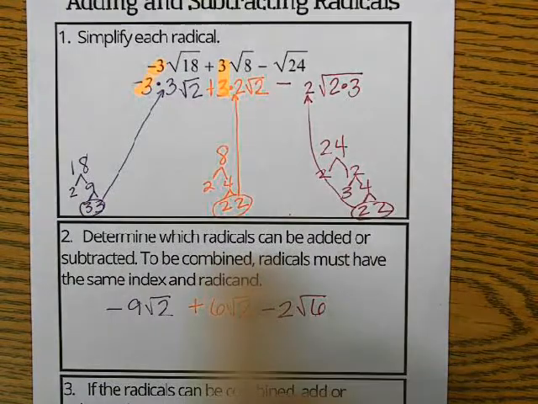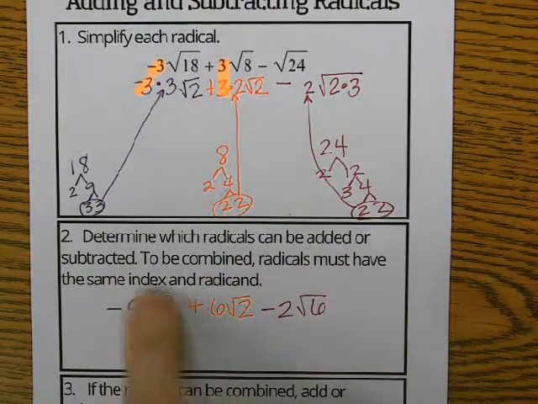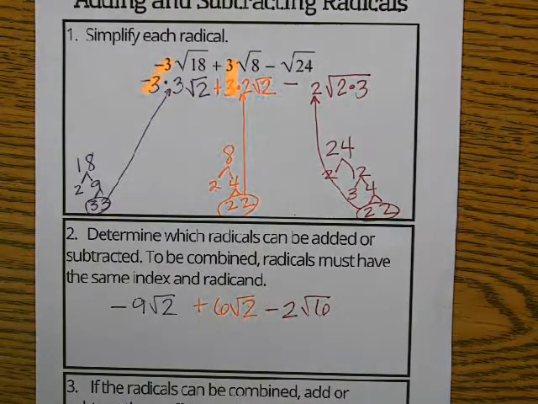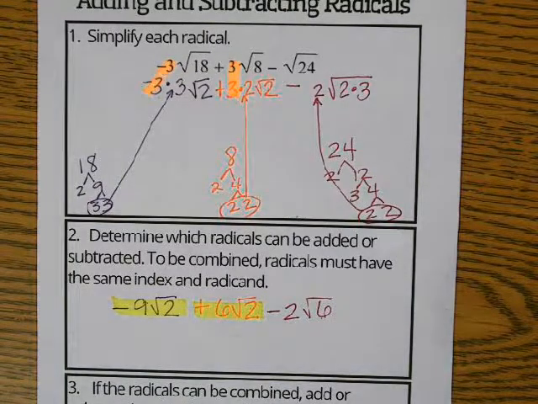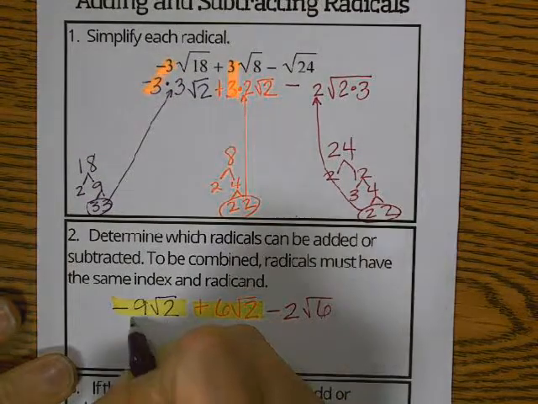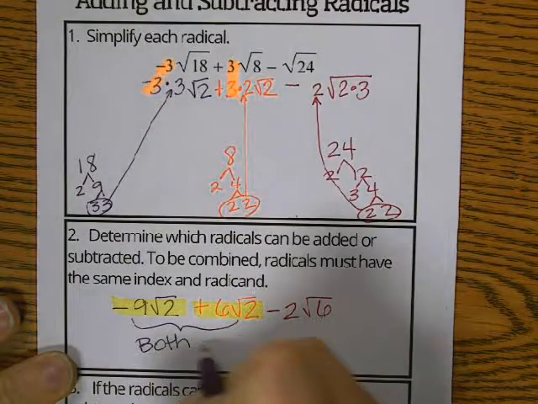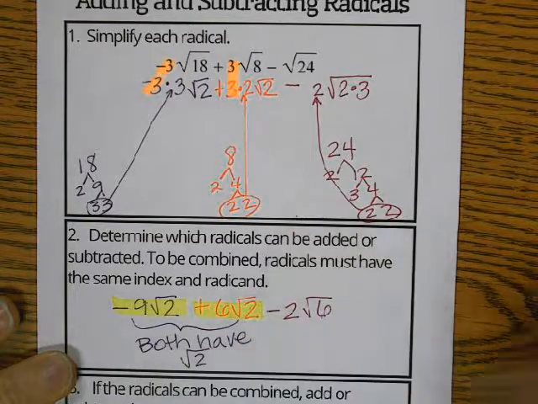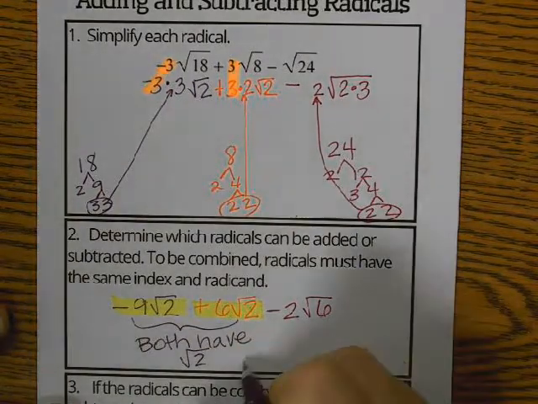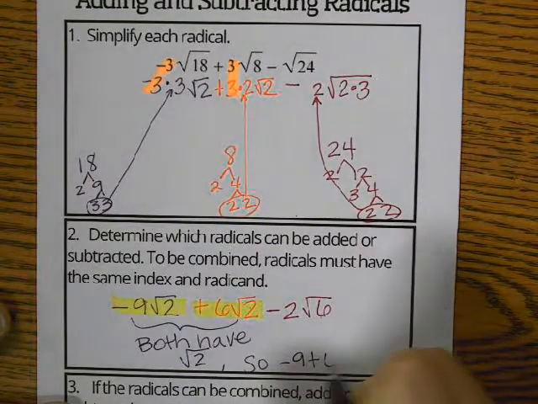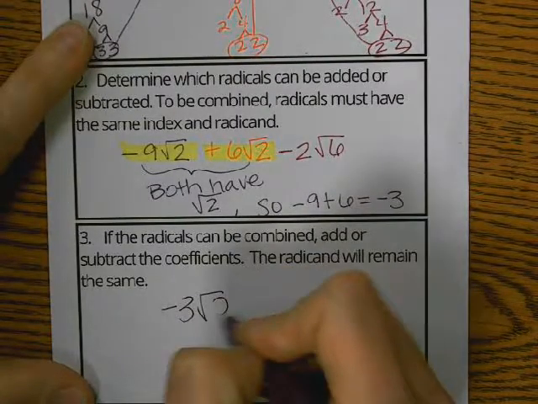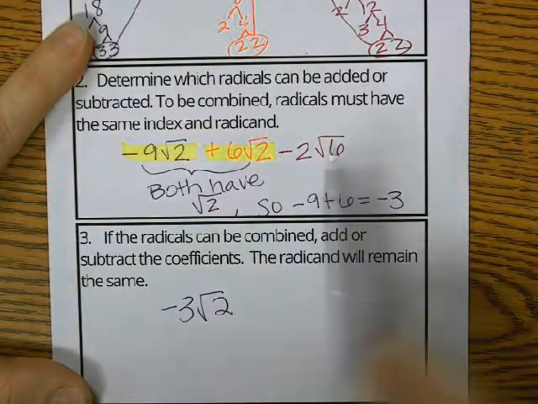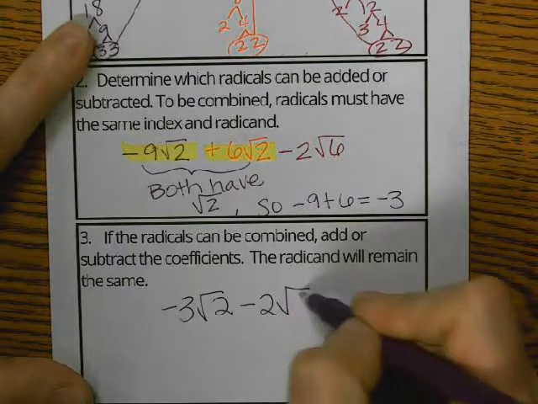So now, it says determine which radicals can be added or subtracted. To be combined, radicals must have the same index and radicand. So, I can combine negative 9 square root of 2 plus 6 square root of 2 because they both have a square root of 2. So we can combine them. So this means I'm going to do negative 9 plus 6 on my calculator, which is negative 3. So my answer is going to be negative 3 square root of 2. And then this doesn't just disappear, it's got to just come straight down, and it's minus 2 square root of 6.